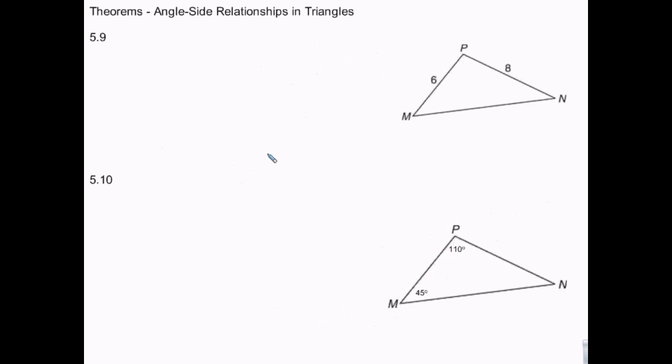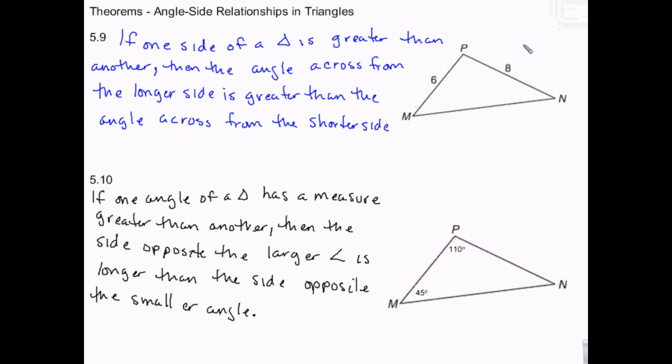And that gives us our theorems. Okay, we get 2 theorems from this. If one side of a triangle is greater than another. So if we look at this triangle, we have that PN is greater than PM, right? 8 is greater than 6. And then that tells me that the sides across from those, so angle M is across from the 8, and angle N is across from the 6, so that means angle M is going to be greater than angle N.